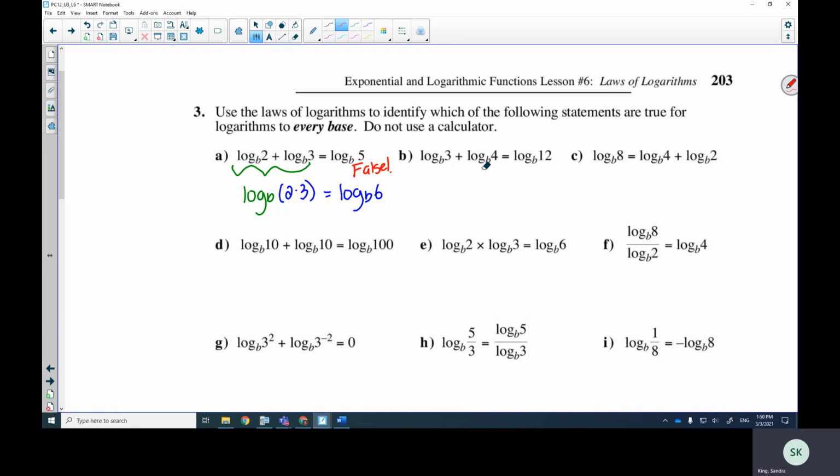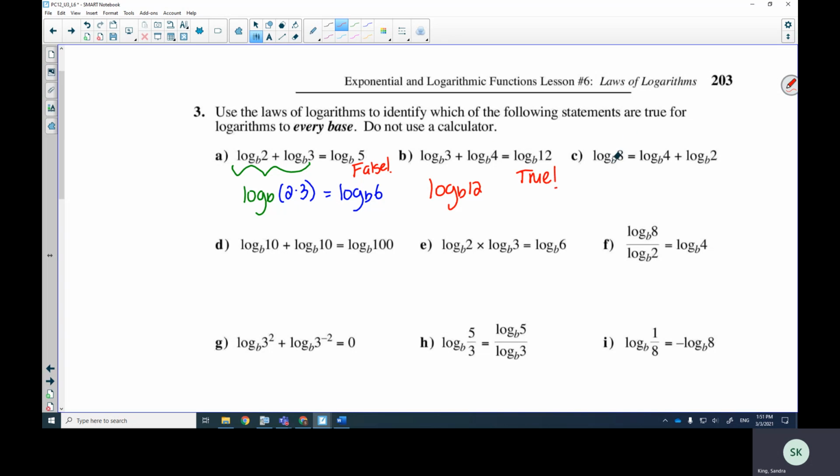Log base b of 3 plus log base b of 4. Brian, what would this be? The product law. Yep, which would be what? Log base b of 12. Of what number? 12. Yes. So is this true or false? True. This is true.